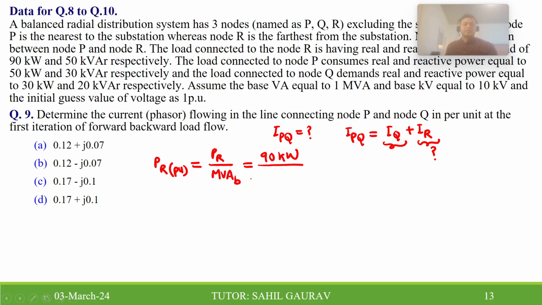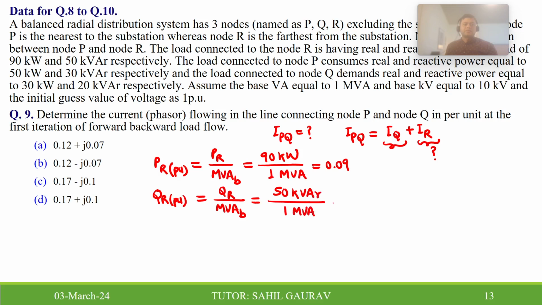Whoever is getting the answer, type your answer in the chat box. And MVA base is 1 MVA. So it becomes 0.09. And then QR reactive power in per unit will be QR upon MVA base. So QR is 50 kVAR upon 1 MVA. So you will get 0.05.